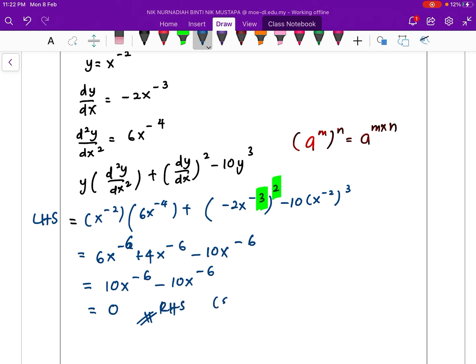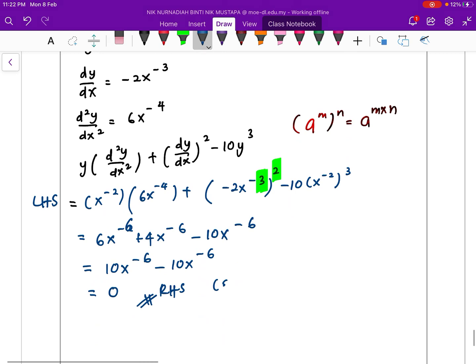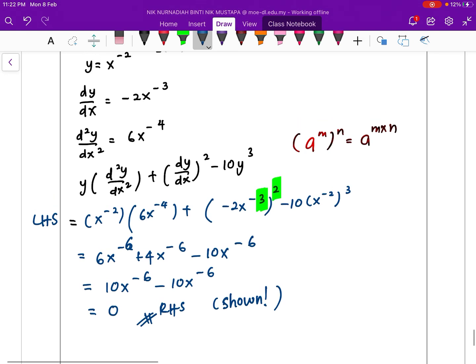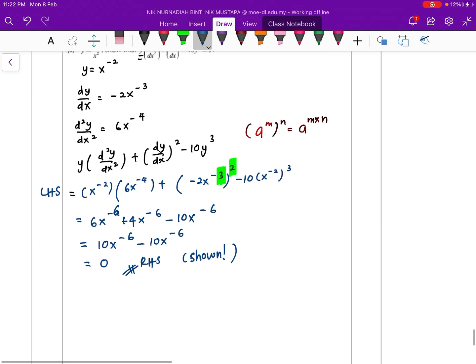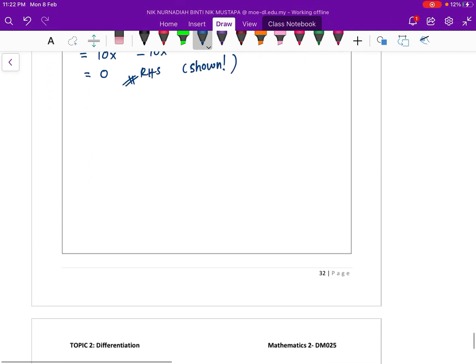So, shown ke proven, apa soalan dia? Shown, okay? So we use shown. That's it. Simple je kan? Ini soalan bagi simple sahaja. Di dalam exam dia tidaklah semudah ini. Malangnya. Okay, we go to C.